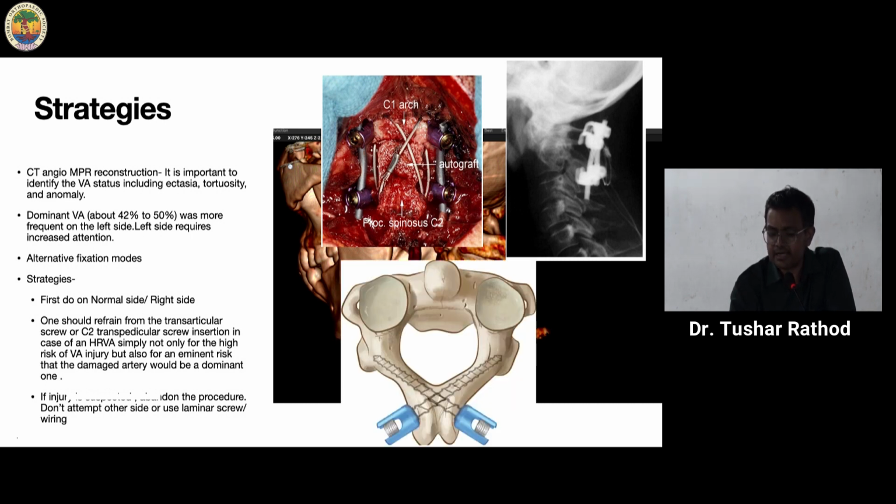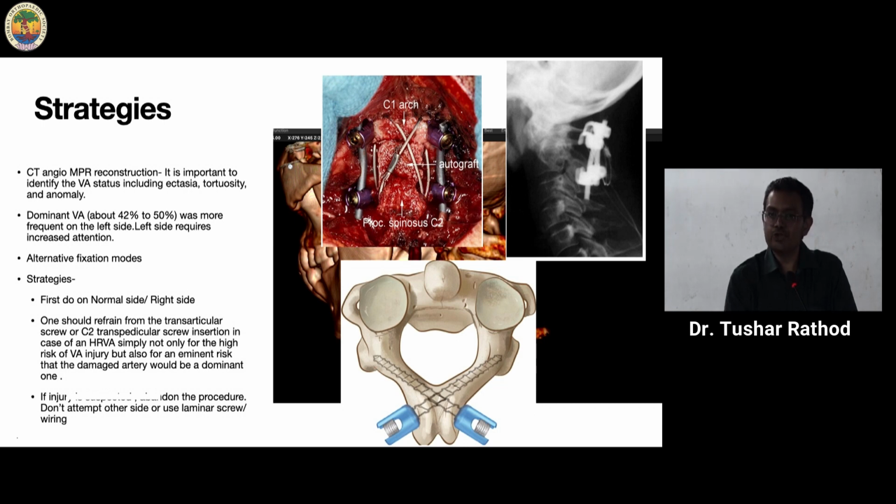I always ask my fellows or residents that you should start with the normal side. You don't want to injure the affected or a treacherous course of the vertebral artery, which is usually the right side. But again, remember, the right side or the non-dominant side is the side where the PICA is likely to be more. Always try to refrain from passing a screw when there is a high riding vertebral artery.